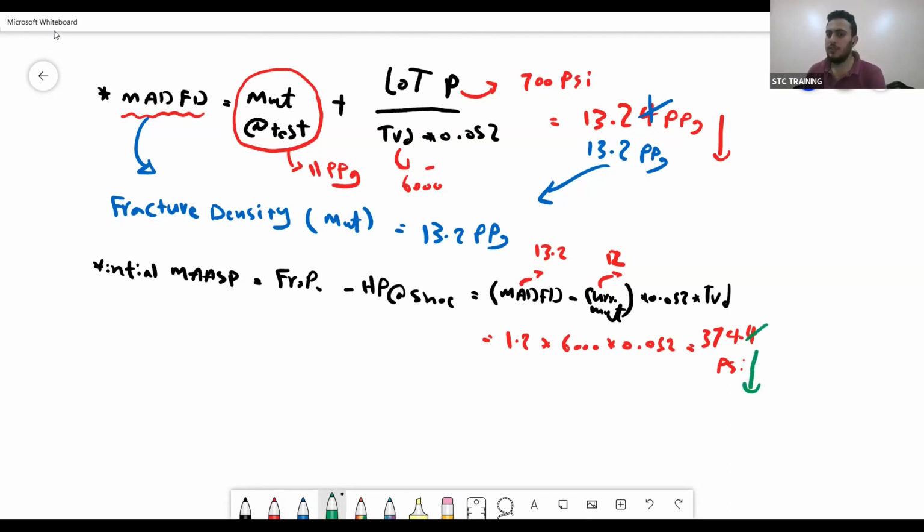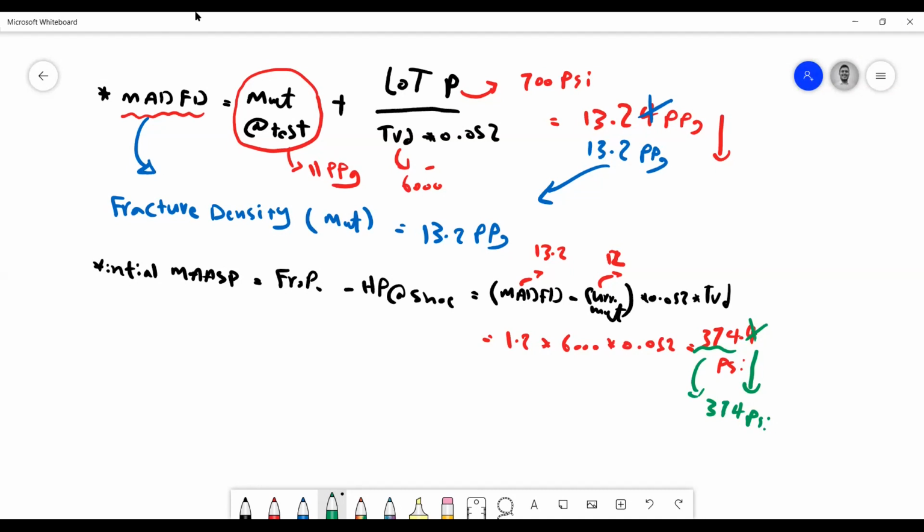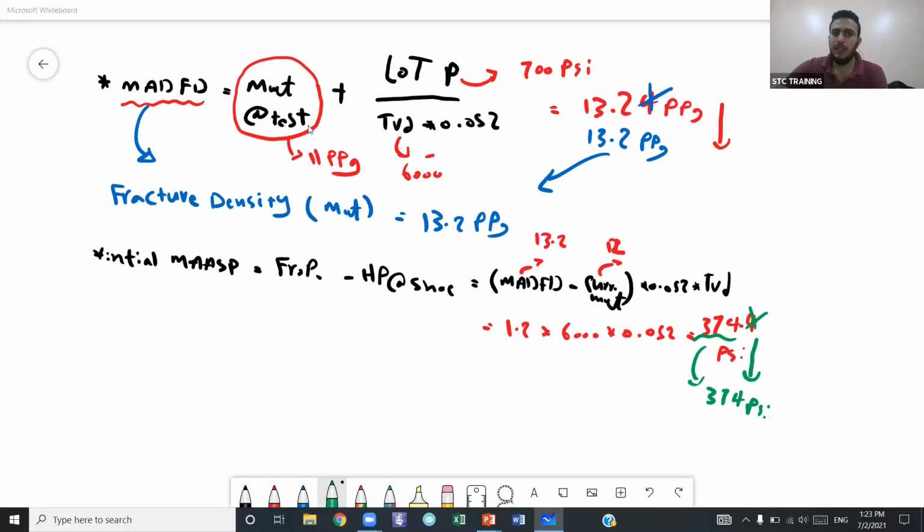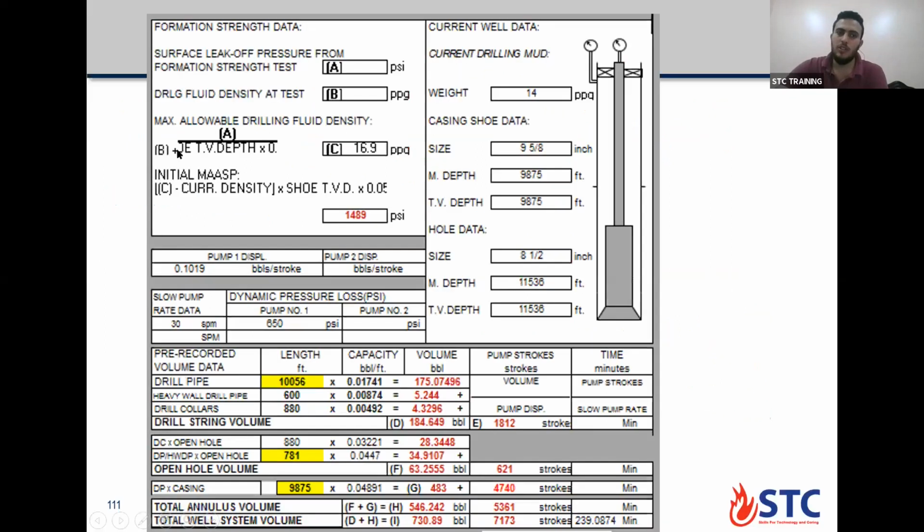So for this pressure we remove the decimal part, only the integral part. So it will be 374 psi. Okay, clear, guys? So if we go back to our cal sheet, we will find first thing, maximum allowable drilling fluid density to be calculated. We just put here the drilling fluid density at the test plus leak-off test pressure over TVD times 0.052.